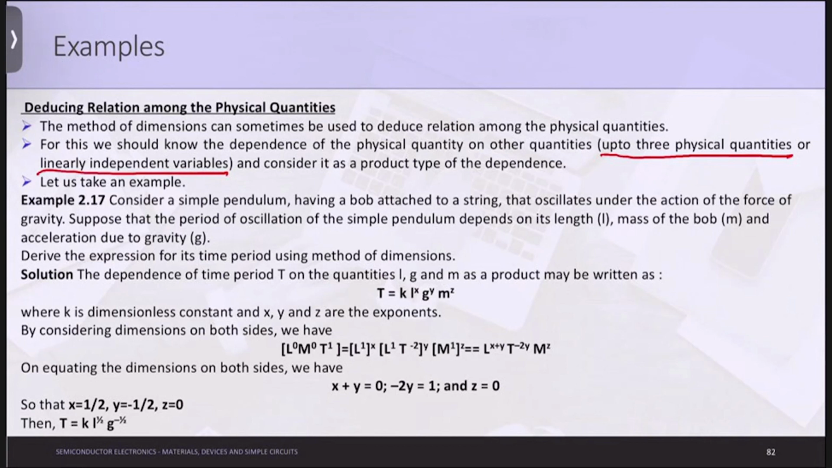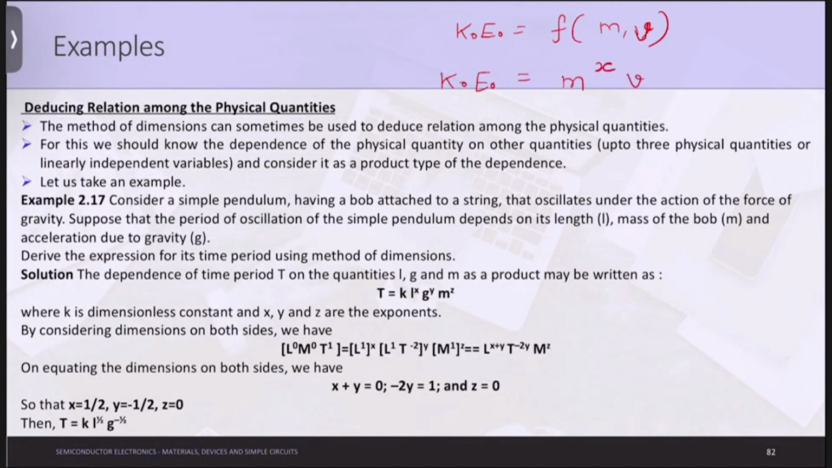And consider it as a product type of dependence. Let us take an example, so let us try to understand. What we are basically trying to do, let us say we have something on the right hand side and something on the left hand side. By some experiments, let us say we got to know that kinetic energy is a function of mass and velocity. So basically what we can write is that kinetic energy is equal to m to the power x, velocity to the power y, right?